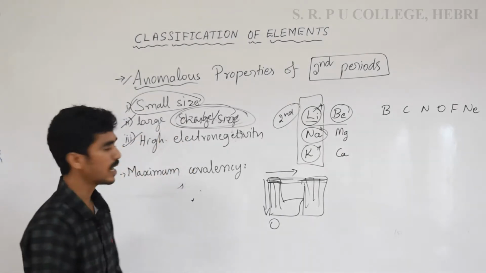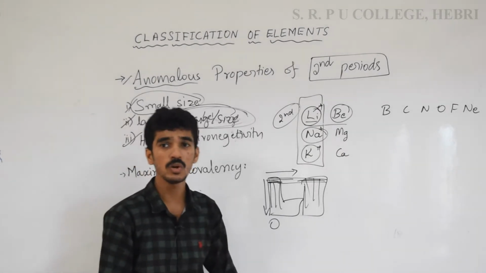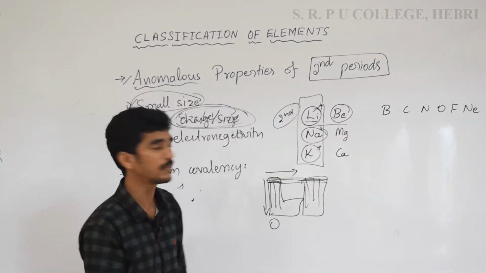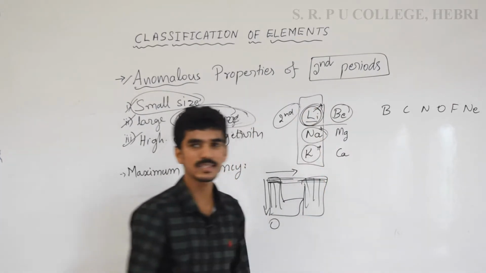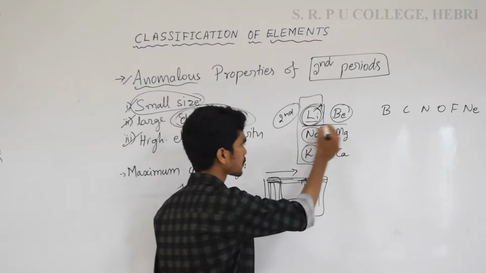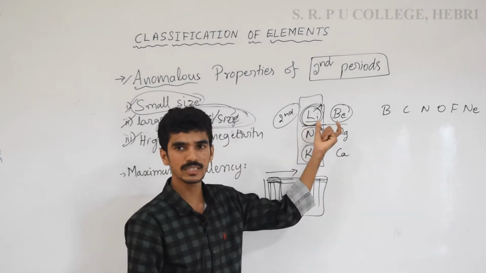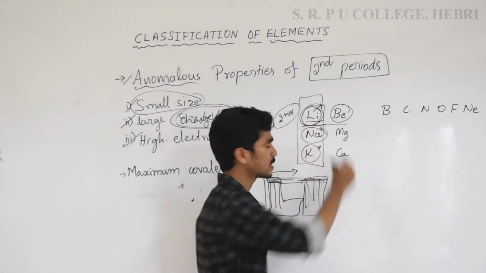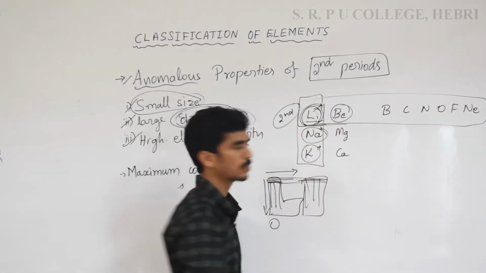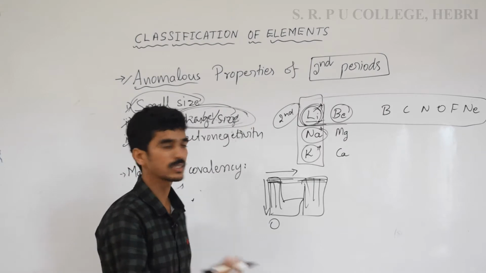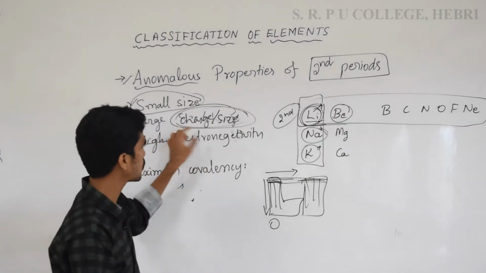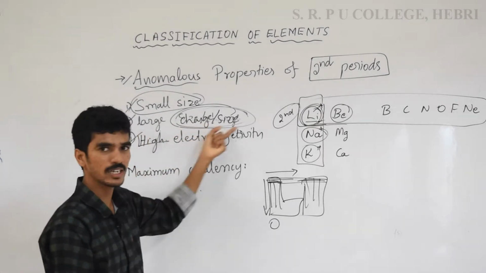Then high electronegativity. Why do these elements show high electronegativity? The reason is smaller size and high effective nuclear charge. Effective nuclear charge is usually higher in smaller sizes. So all the second period elements are smaller in size, the effective nuclear charge is high, so they show high electronegativity.